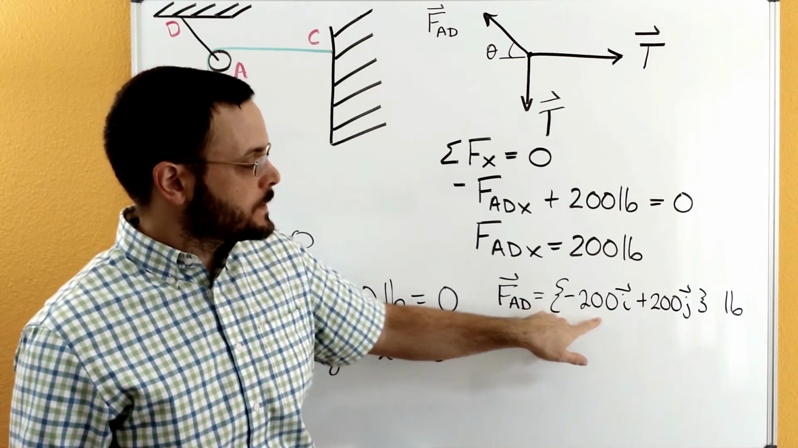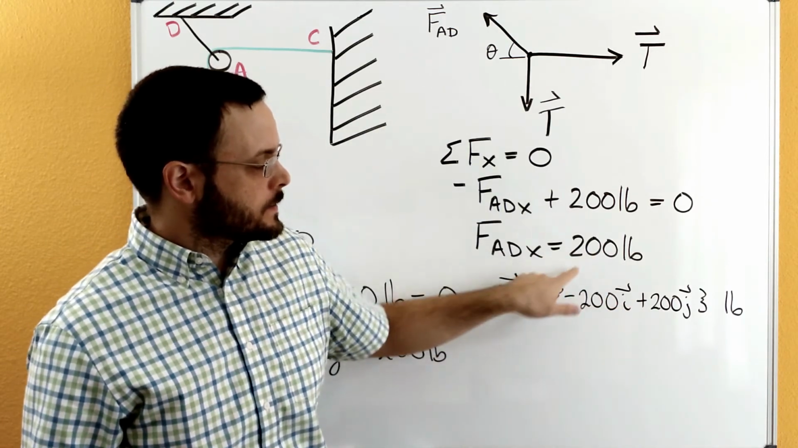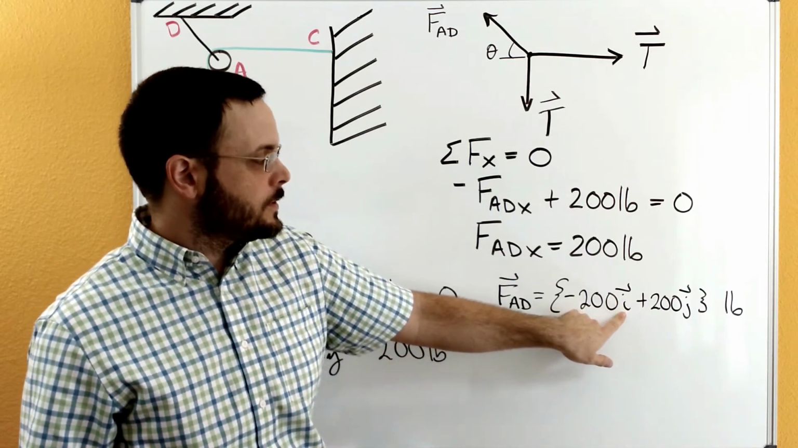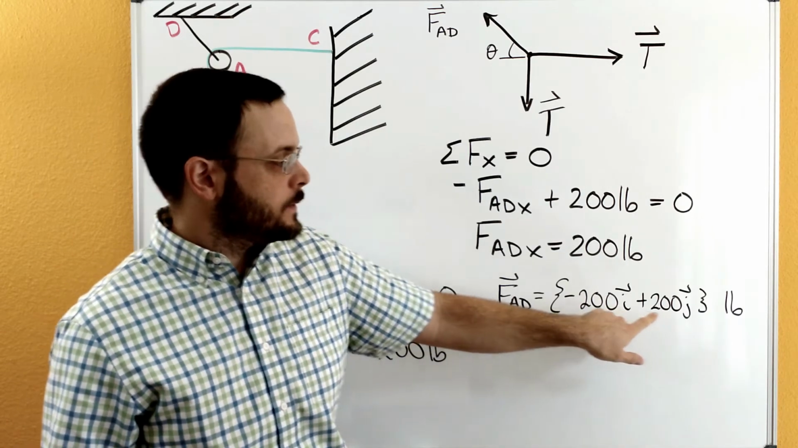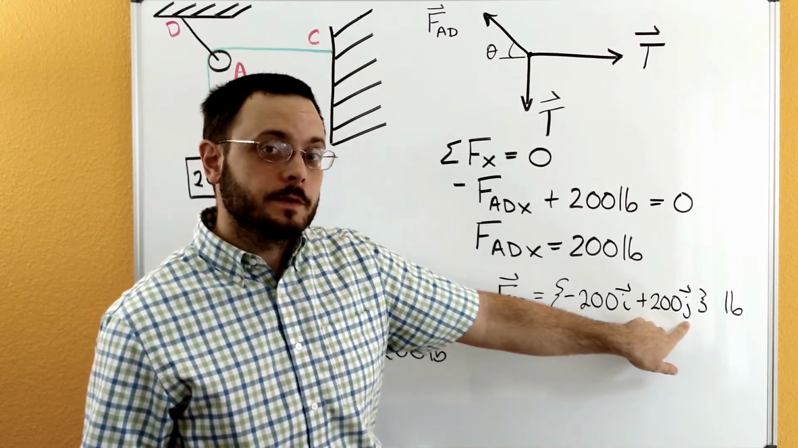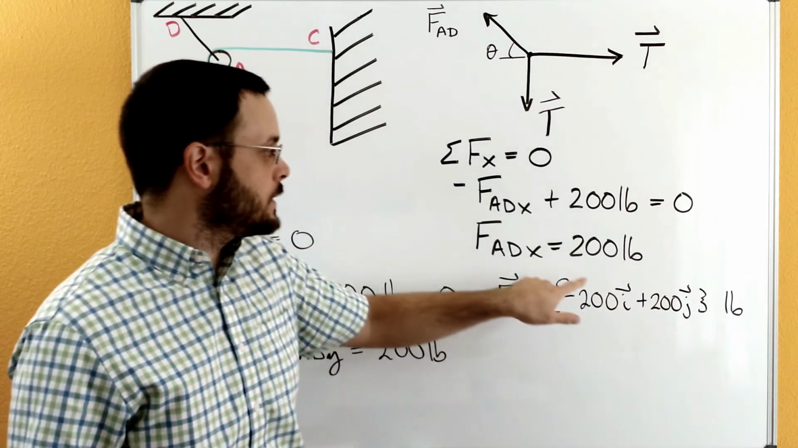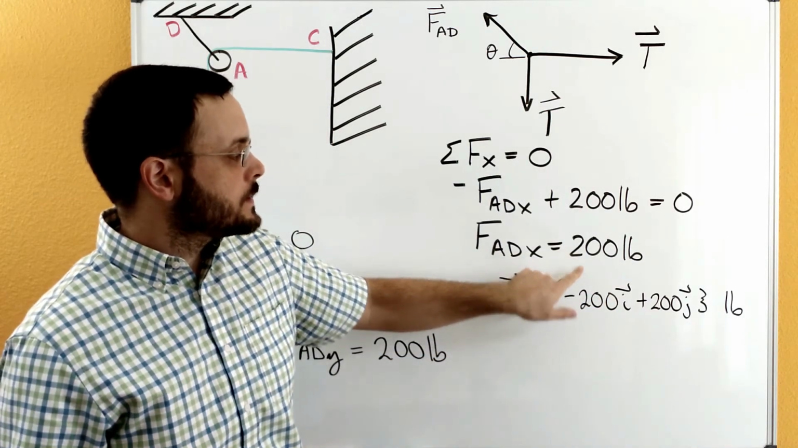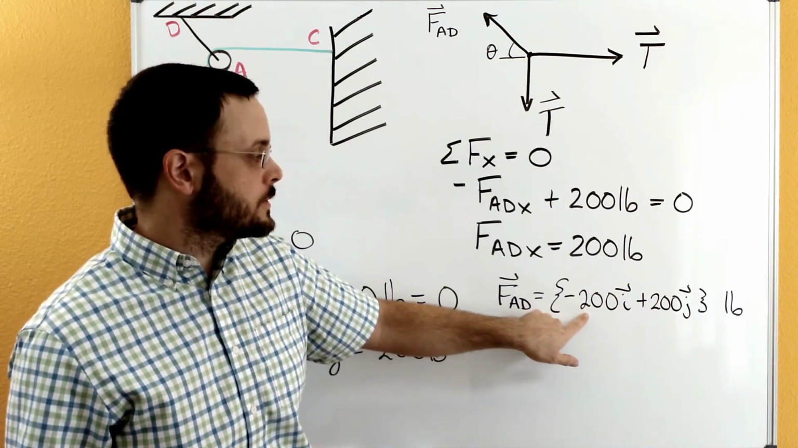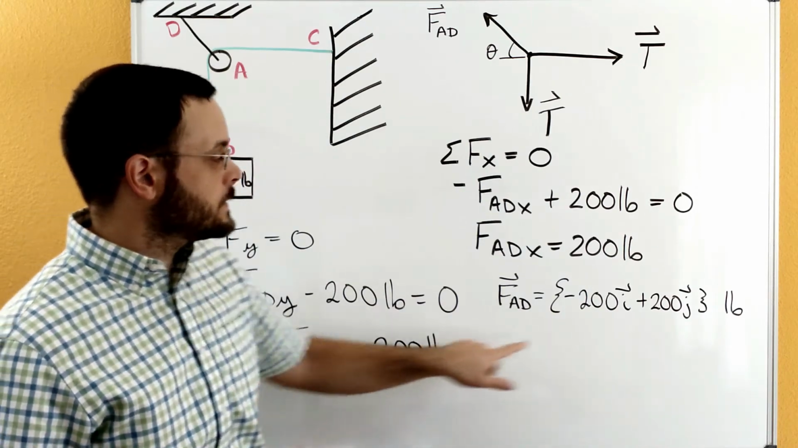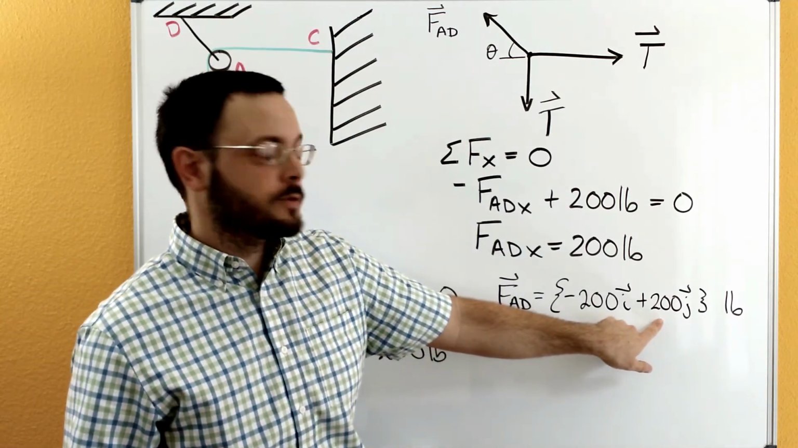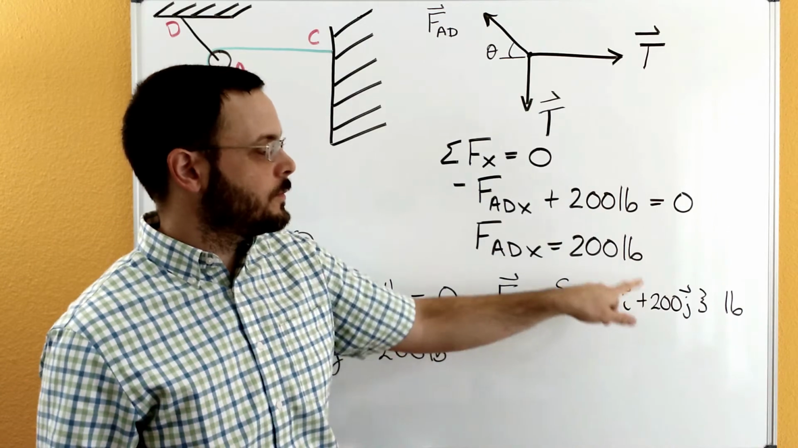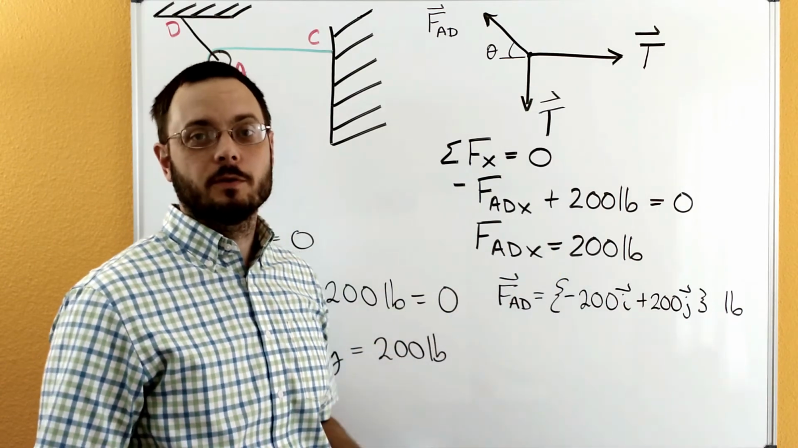And then if it's going in the X direction, we'll use this unit vector i. If it's going in the Y direction, we'll use this unit vector j. So this one has 200 pounds going in the negative X direction, and 200 pounds going in the positive Y direction. So we've got this vector now written here in what's called Cartesian notation.